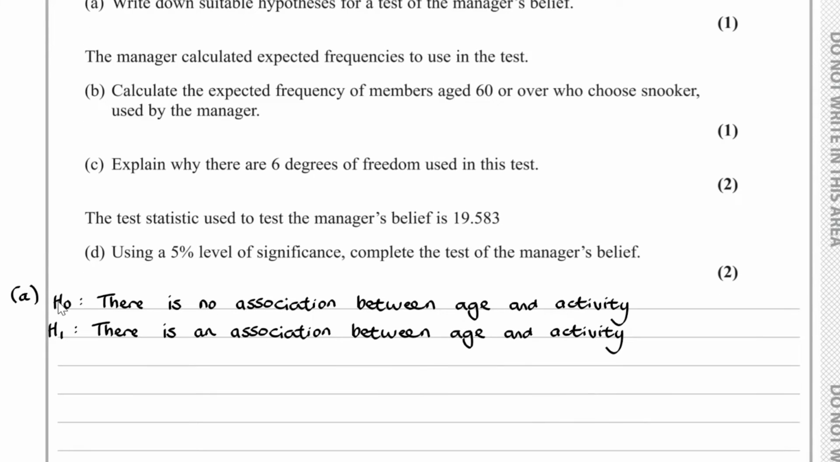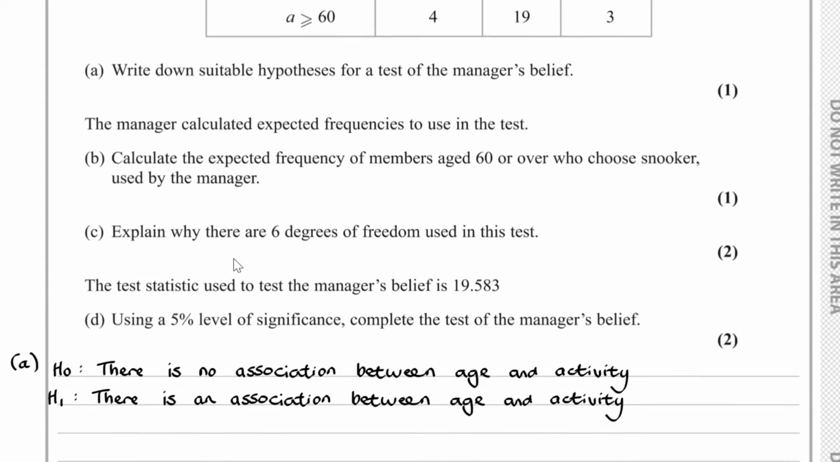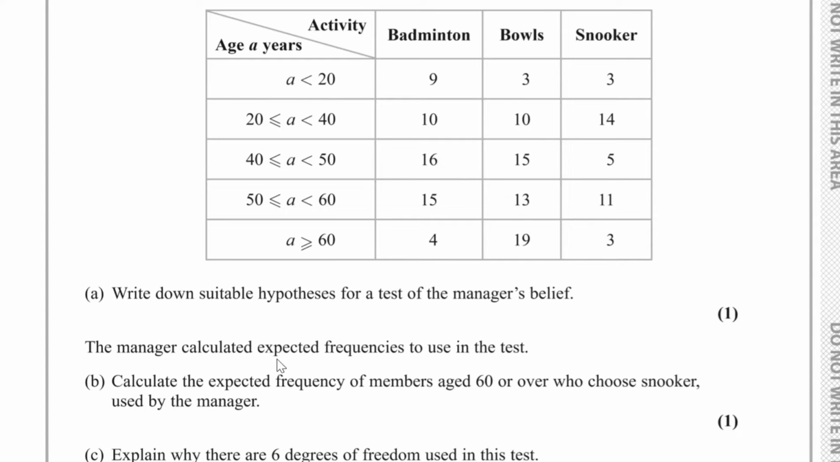Well, for part A, our null hypothesis: there is no association between age and activity. For our alternative hypothesis: there is an association between age and activity. For part B, the manager calculated expected frequencies to use in the test. We have to calculate the expected frequency of members aged 60 or over who choose snooker used by the manager.